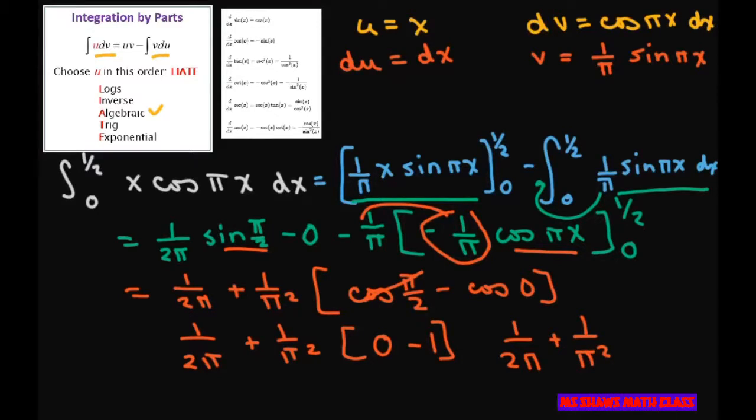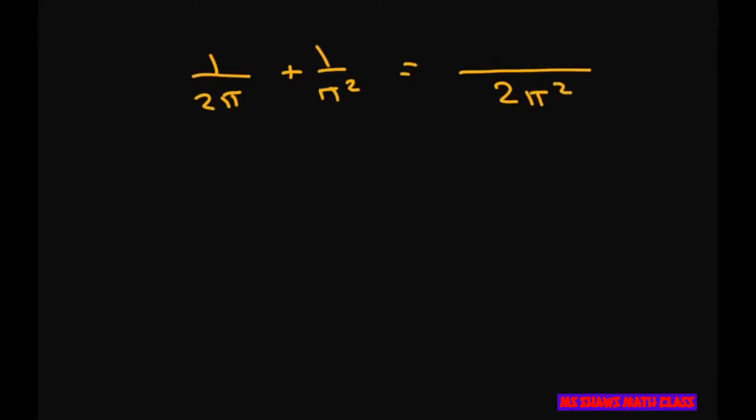Now we can simplify that, so I'll write it again. 1 divided by 2 pi plus 1 divided by pi squared. And if I get a common denominator, it's going to be 2 pi squared. And then we can just simplify the numerator. So this is going to be pi plus 2. So that would be a better way to write this.